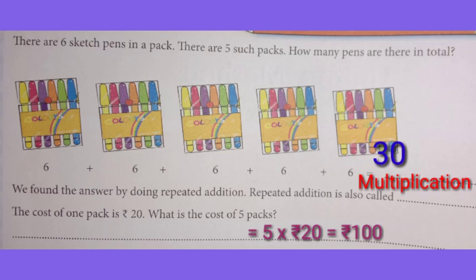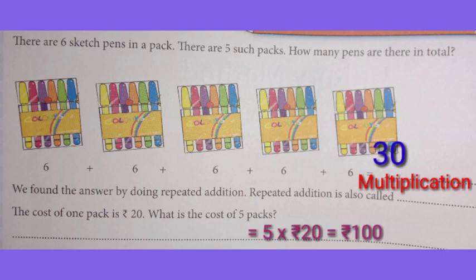There are 6 sketch pens in a pack. There are 5 such packs. How many pens are there in total? Look at the picture here. 6 plus 6 plus 6 plus 6 plus 6 equals 30. We found the answer by doing repeated addition. Repeated addition is also called multiplication.